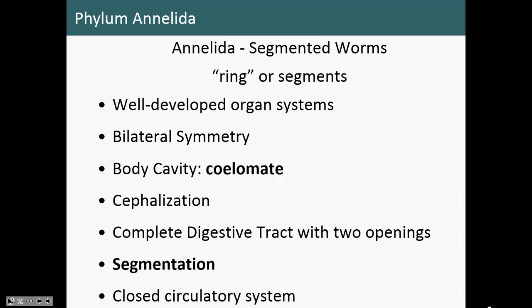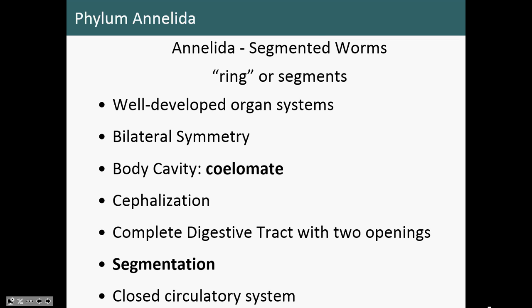So our next group of organisms are the segmented worms. And so this phylum is known as Annelida. Anna like annual or annus, ring, cycle. And so that word ring, these are the ringworms, the segmented worms. Not the same as what you think of as ringworm if you're somebody who's dealt with that, but segmented worms.